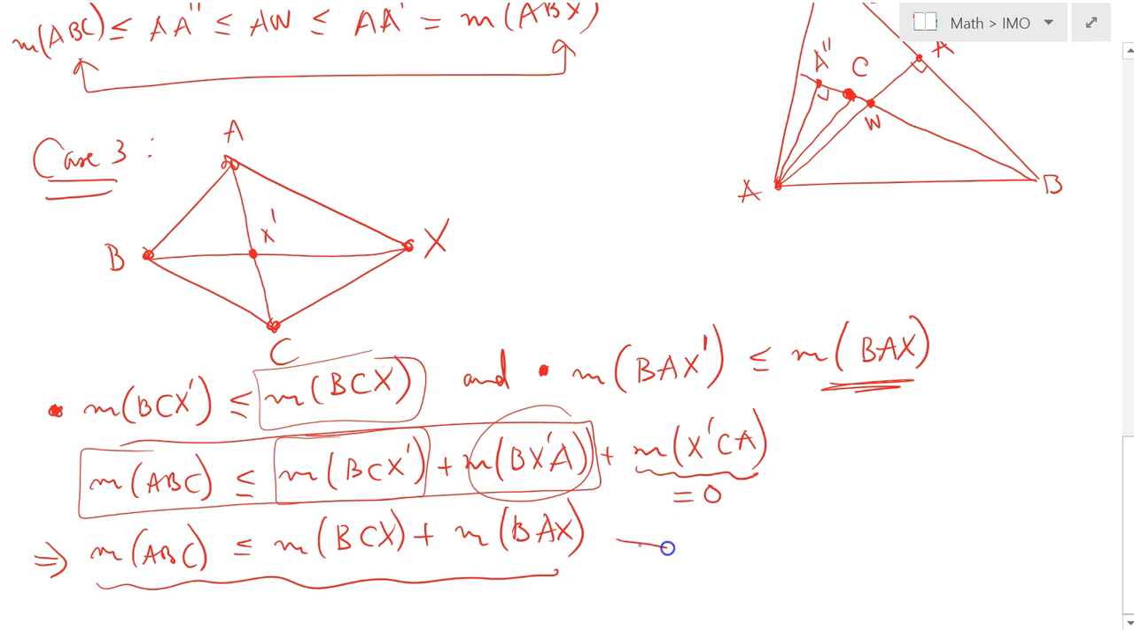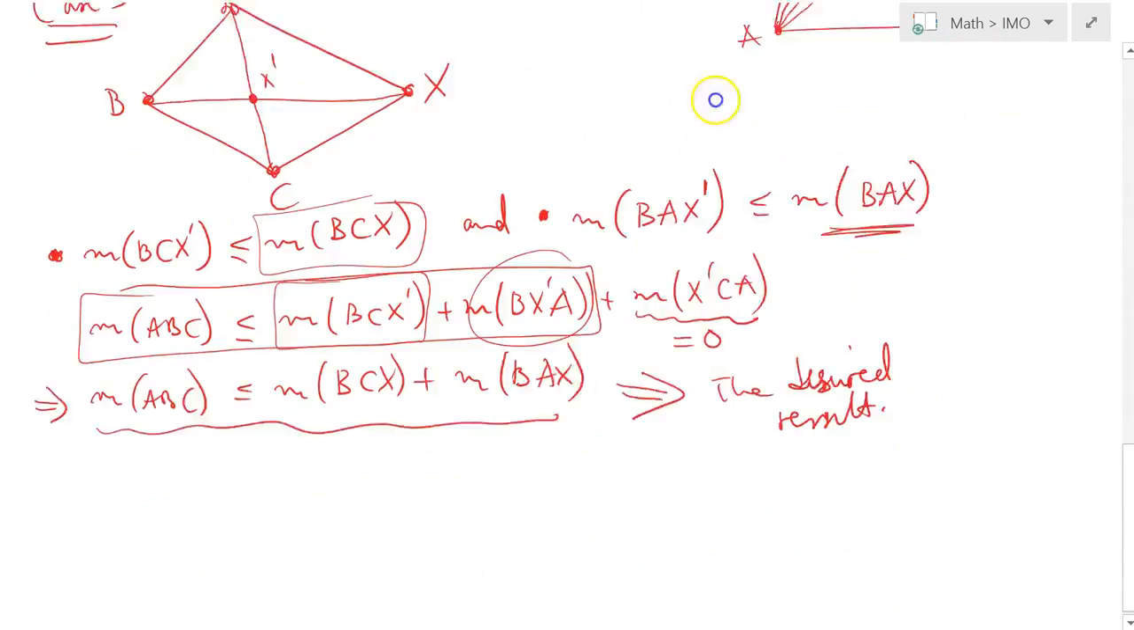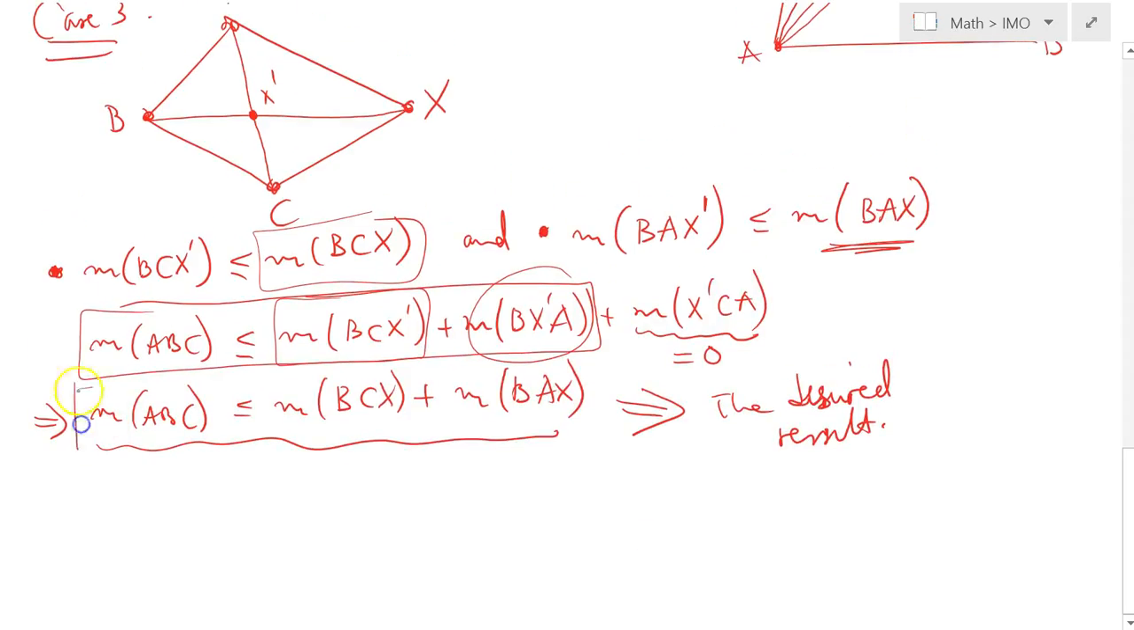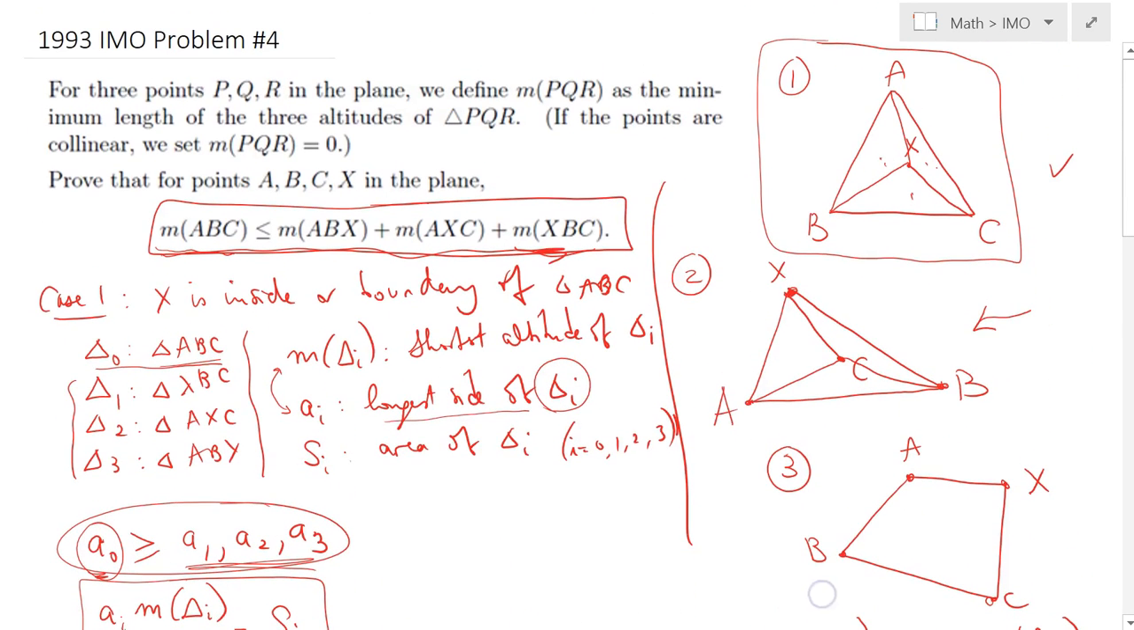And look at that. This immediately implies the desired result, because it is a stronger condition. It even misses one term, but it doesn't matter. It's already bigger than or equal to the shortest altitude of ABC, so we don't even need the third term, which is apparently 0. So we have considered all three cases, and in all of them the given inequality is satisfied, and we are done. Hope to see you guys in our next video.